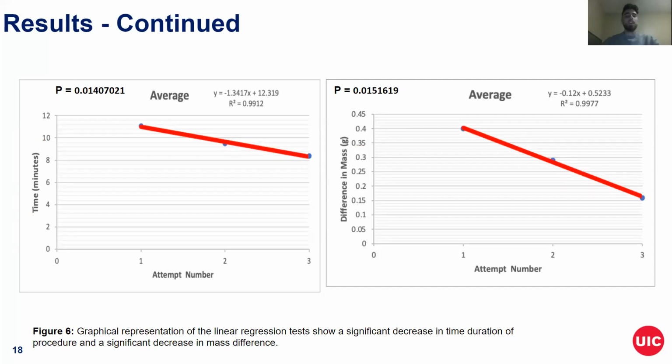Also, the R-squared value of this regression test was 0.9912, which shows that there's a strong relationship between the time duration and the number of previous training sessions.